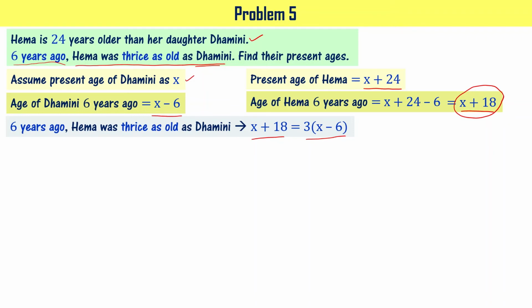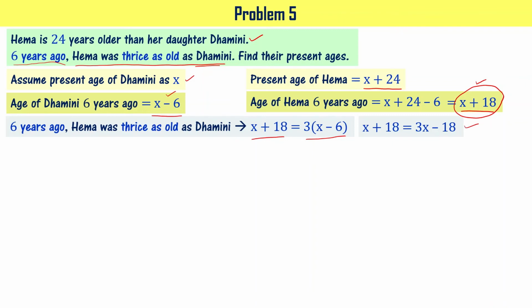6 years ago, Hema was thrice as old as Damini. It means 6 years ago, Hema was X plus 18 years old and Damini was X minus 6 years old. And if you multiply Damini's age with number 3, you're going to get Hema's age. That's what we have done here. X plus 18, that is Hema's age 6 years ago, is equal to 3 times X minus 6, that is 3 times Damini's age 6 years ago, right? Let's simplify this so that I can write it as X plus 18 equal to 3X minus 18.